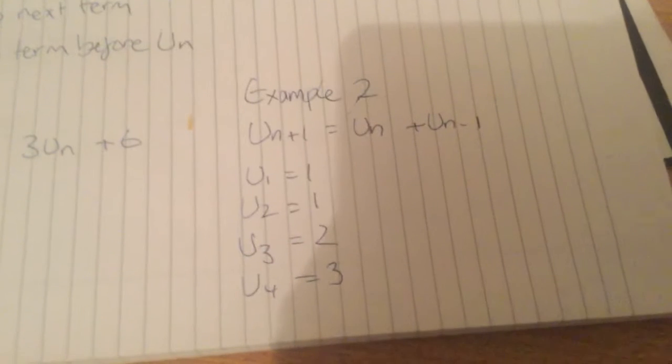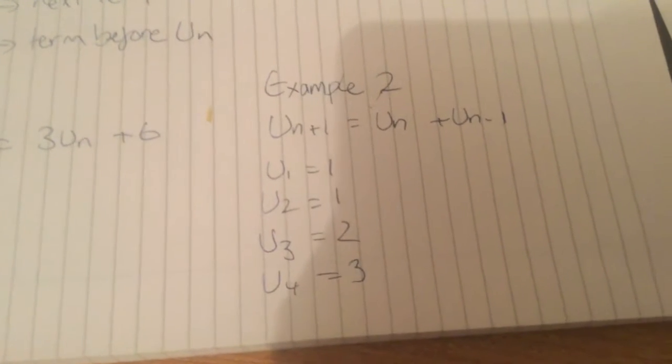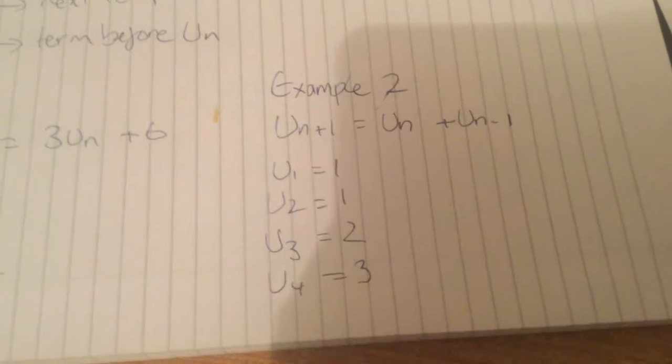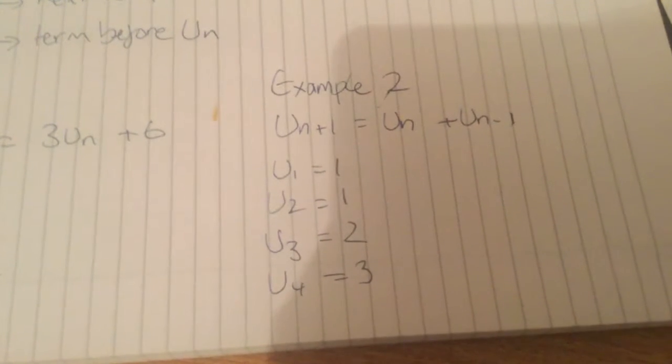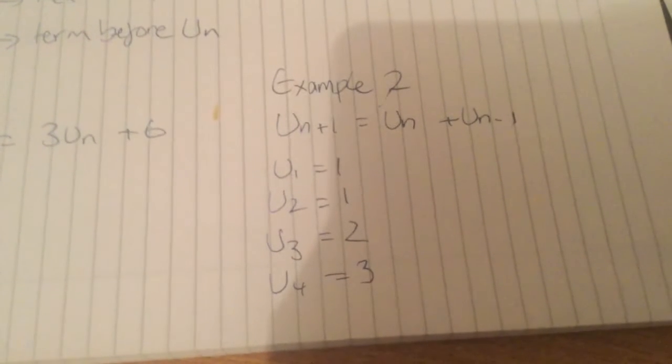And have slightly more complicated ones like this. So we've got here u_{n+1} = u_n + u_{n-1}. So here you'd be given two terms. So we're supposed to give you u1 and u2. u3 would be u2 plus u1. 1 add 1 is 2. And then u4 would be u2 plus u3. 1 add 2 is 3.